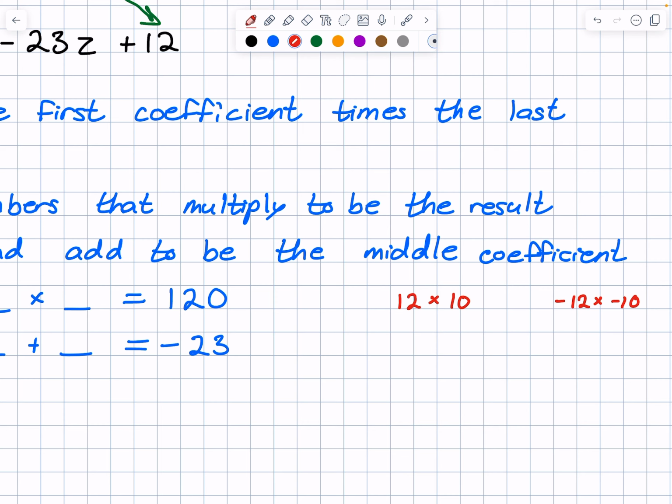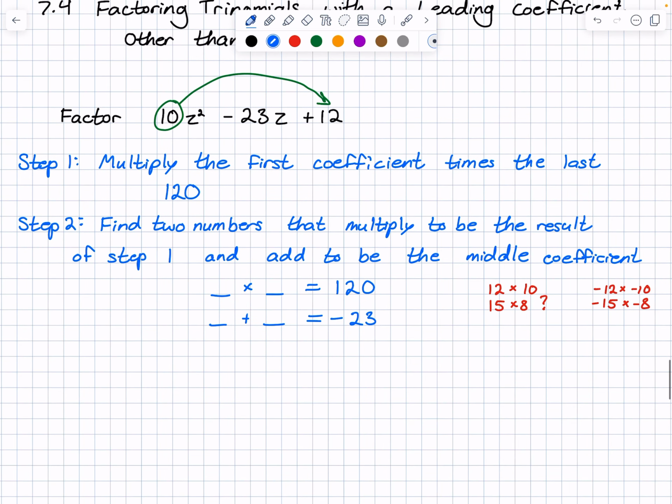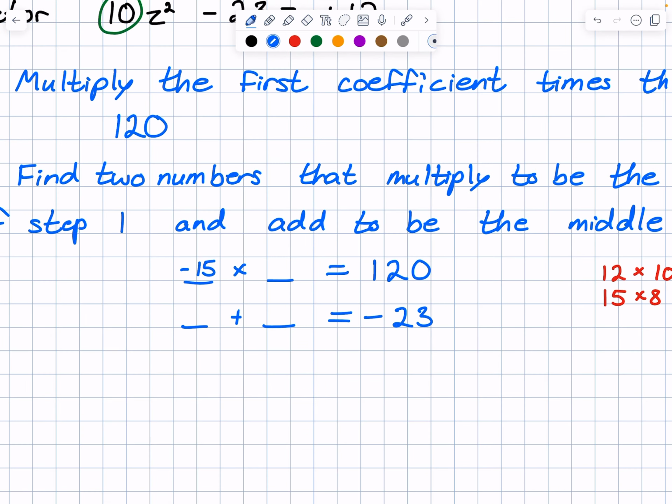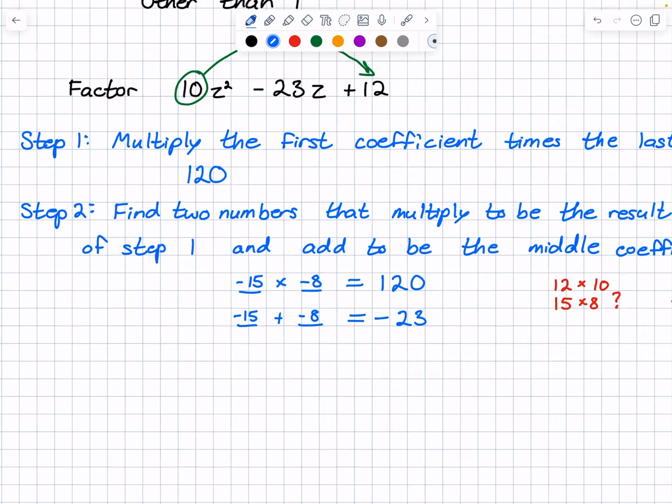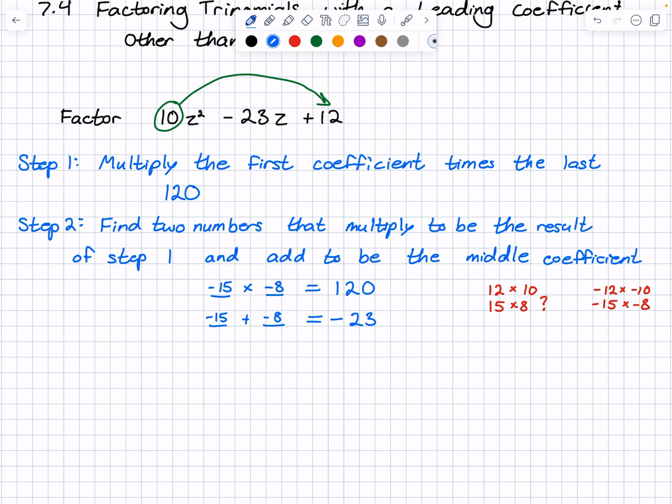And then I might think, well, let's see. What about 15 and 8? And actually, right away, if you check that, 15 plus 8 is 23, so it's close. So the negative version, -15 and -8, I think is going to do the trick. And to figure that out, I'm going to plug it in here just to make absolutely certain. -15, -8, and let's check it. Well, -15 times -8 is in fact 120. And -15 plus -8 is in fact -23, so it works. We did it. That's the answer to step 2.